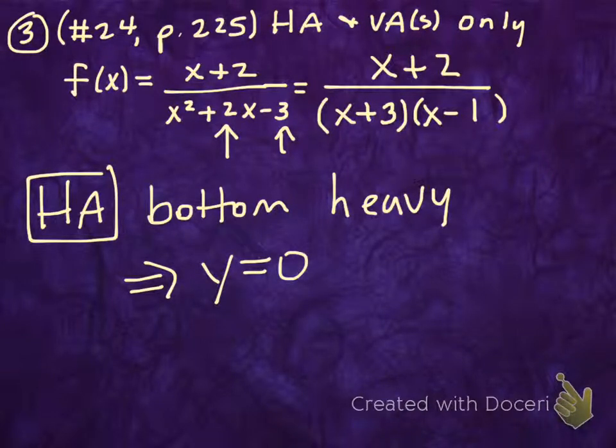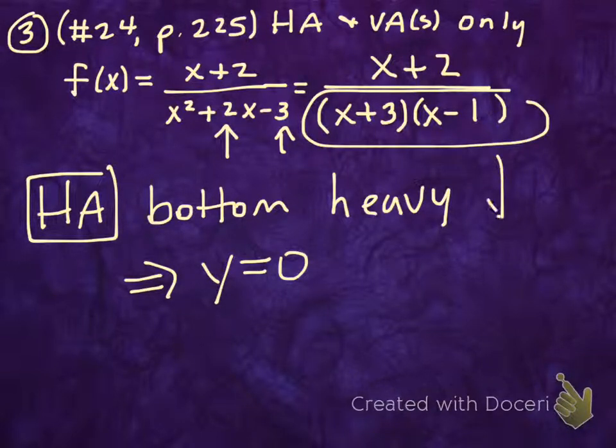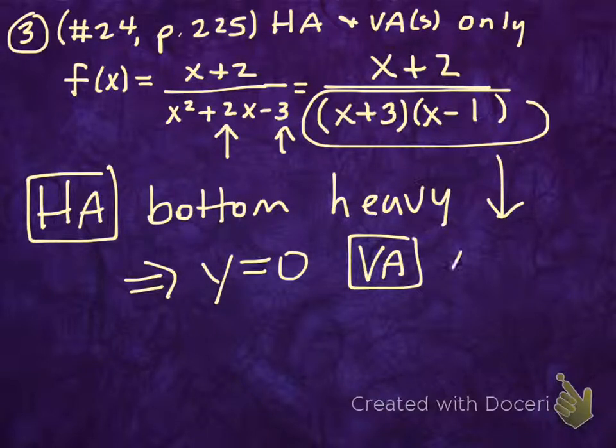And then our vertical asymptotes happen at the denominator's factors, which don't cancel. Let's try that again. I was trying to circle the denominator here. And so we know that we're going to have vertical asymptotes at both x equals -3 and x equals +1. And that's all you have to do for that one.